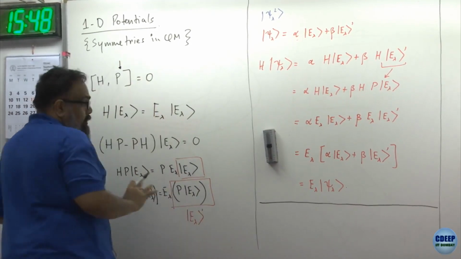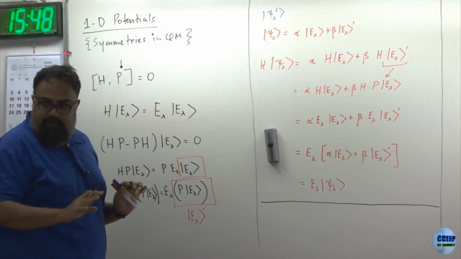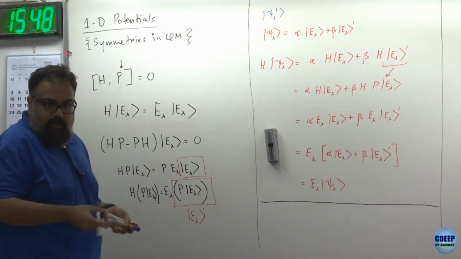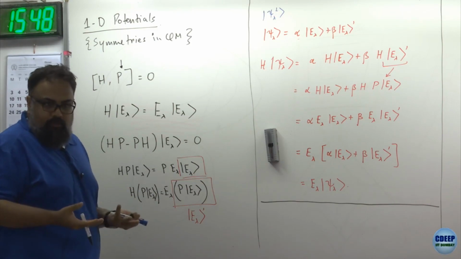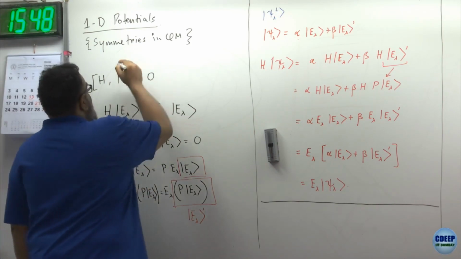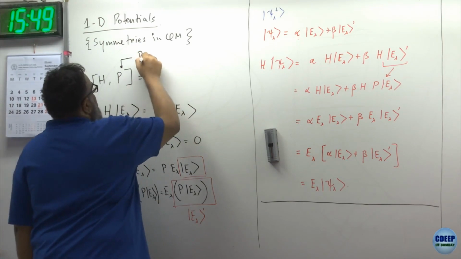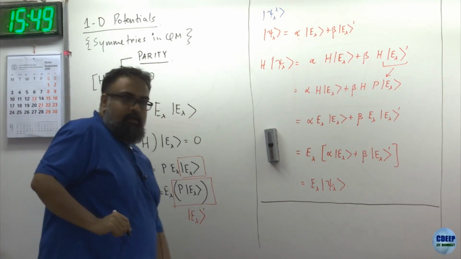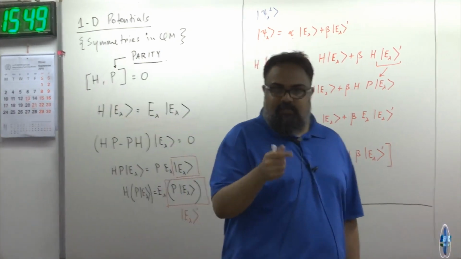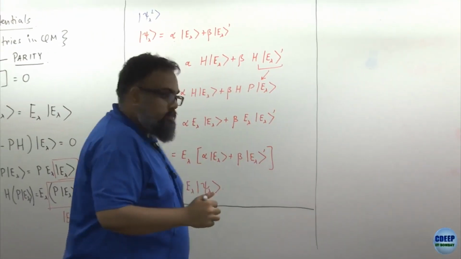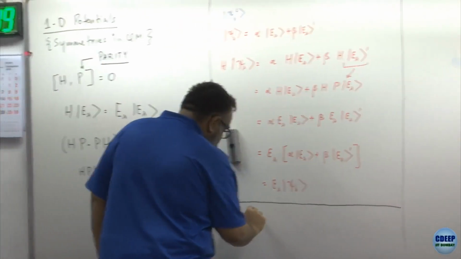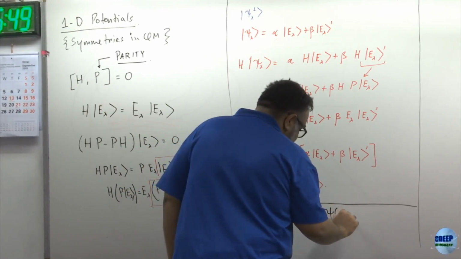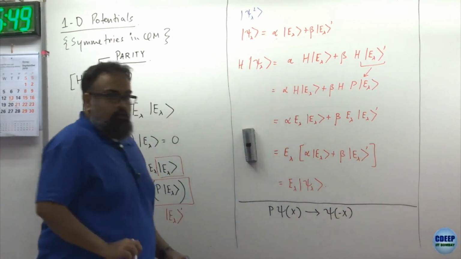I just want you to understand that everything I've said till now is completely general. For any P, any H, I have not needed anything in the arguments that I've presented. But if you consider what's called the parity operator, what the parity operator does is, if you give it any function of X, it just flips X to minus X. So the parity operator P, acting in position space, has the property of flipping position to minus X.